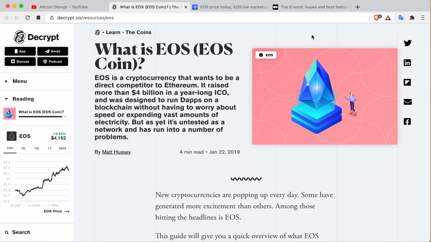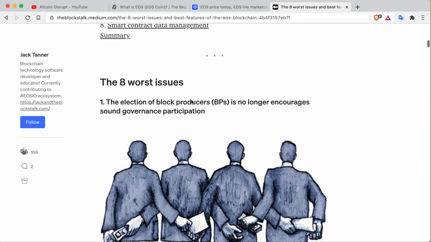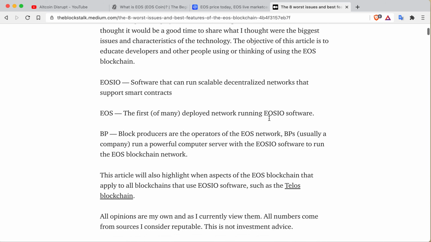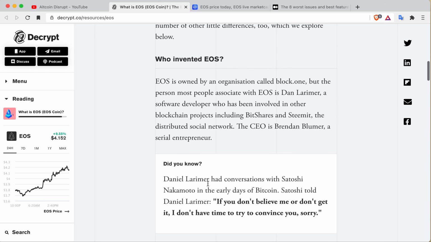So we're going to be discussing what exactly is EOS. We're going to be talking about the good, but we're also going to be talking about the negative. I have a second article that'll be talking about the 8 worst issues and best features of the EOS blockchain. So we're going to be discussing a lot of things. We're going to get real in depth.